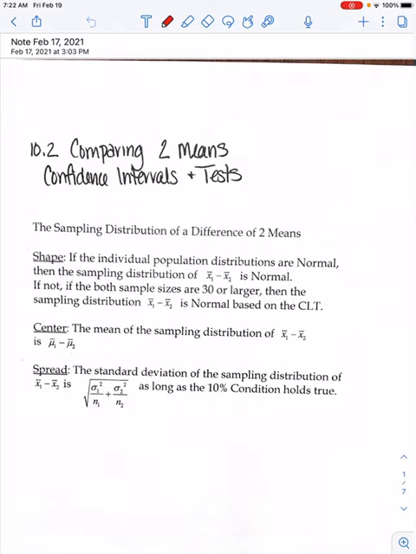The center: the mean of the sampling distribution of X bar of the first sample minus X bar of the second sample is the difference in the means of the populations.